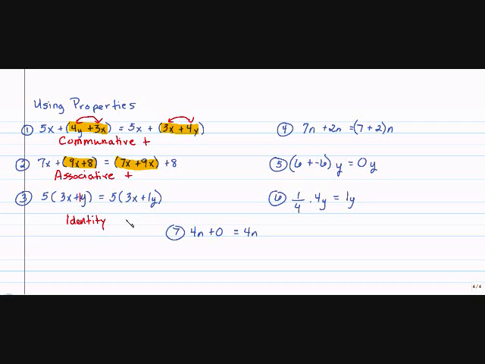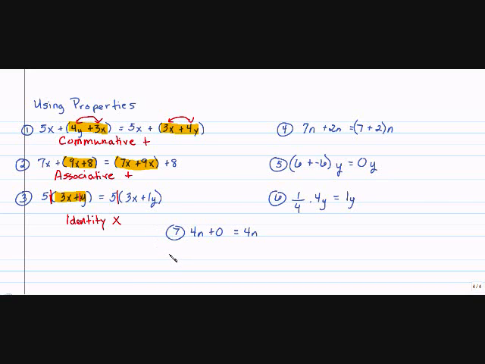Now, what operation they are using is the key here. Are they using addition or multiplication? Okay, they're using addition inside the parentheses, but here is what matters. It's the identity of multiplication. Okay, that's the difference. Because technically, 3x plus y is thought of as one term.